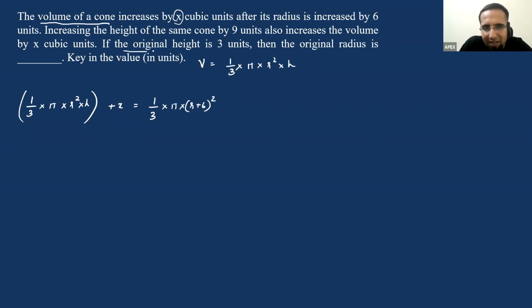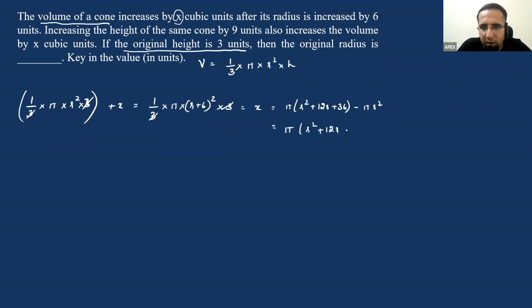Now, if you observe, the last line of the question has told you that the original height of the cone is 3 units. So if you multiply by 3 here, and this h I'm replacing by 3, 3 and 3 get cancelled, 3 and 3 get cancelled. From this equation, what do we get? We get the value of x is equal to pi into r square plus 12r plus 36 minus pi r square. We can take pi common, which gives r square plus 12r plus 36 minus r square. So r square and r square get cancelled. So this is one value of x that we get.